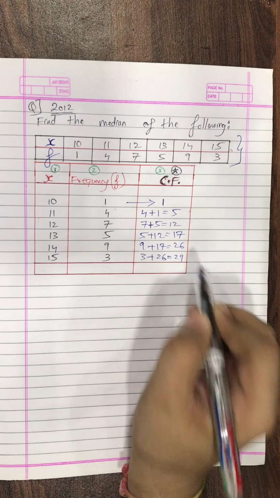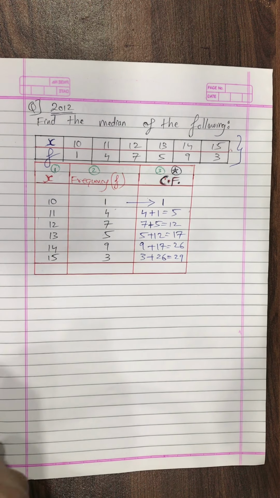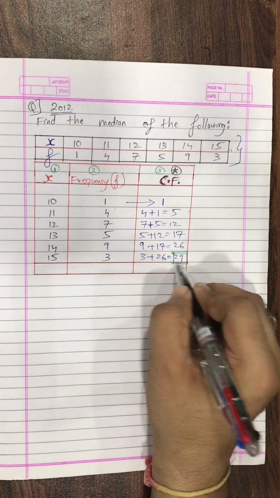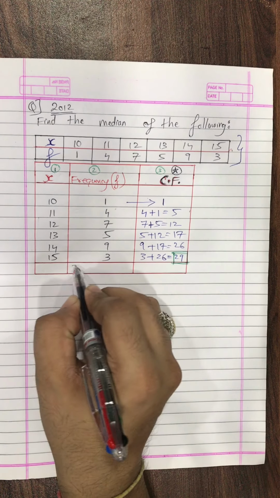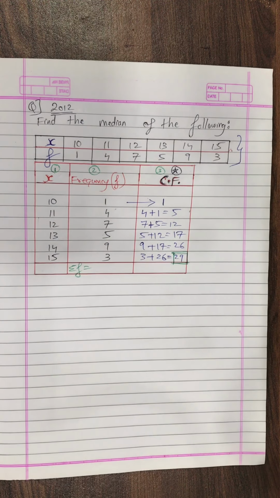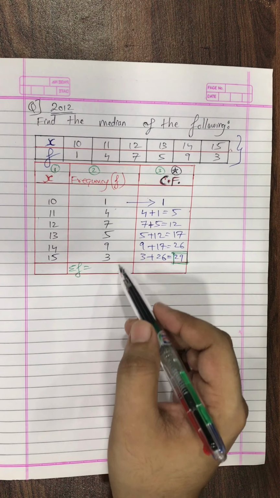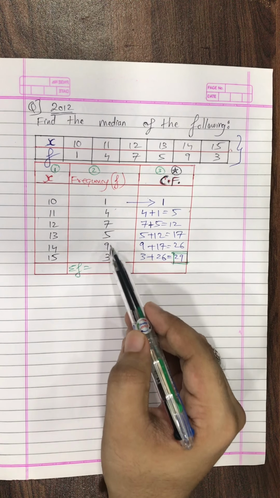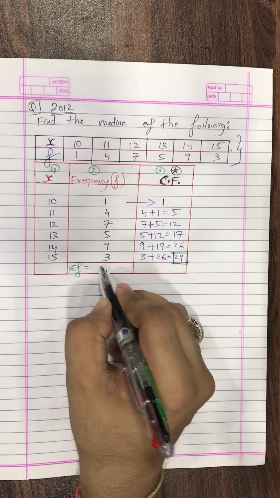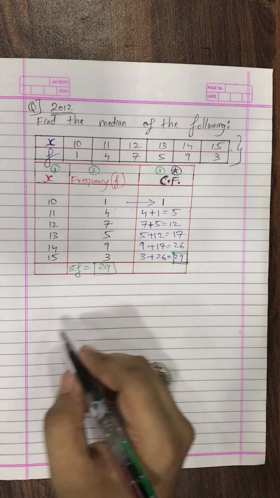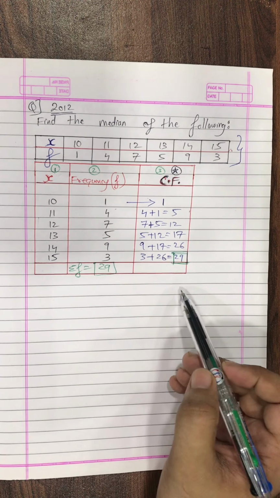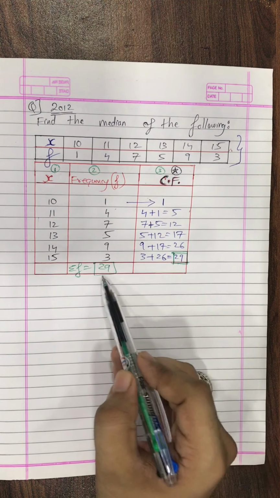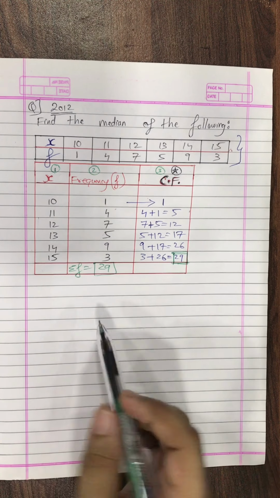It comes to 29. Now a very important tip, students. The last row of the cumulative frequency, whatever it is, should match with the summation of the frequencies. So if we add 1 plus 4, 5, 5 plus 7, 12, 12 plus 5, 17, 17 plus 9, 26, 26 plus 3 becomes 29. It should always match. So this is the trick that you can use to check your work. The last value is always the summation of all the frequencies. They both should tally. Okay, now let's start, students.